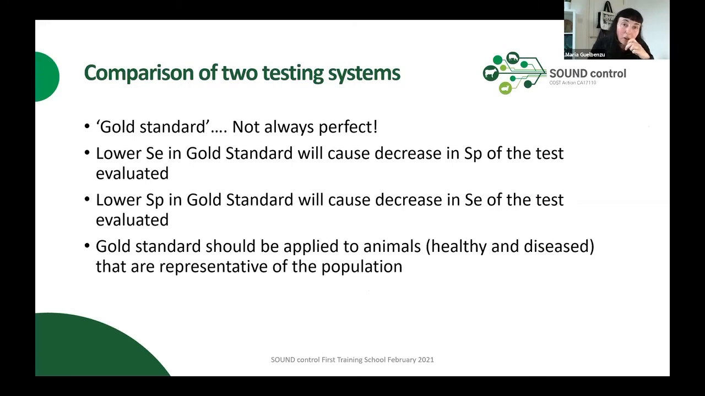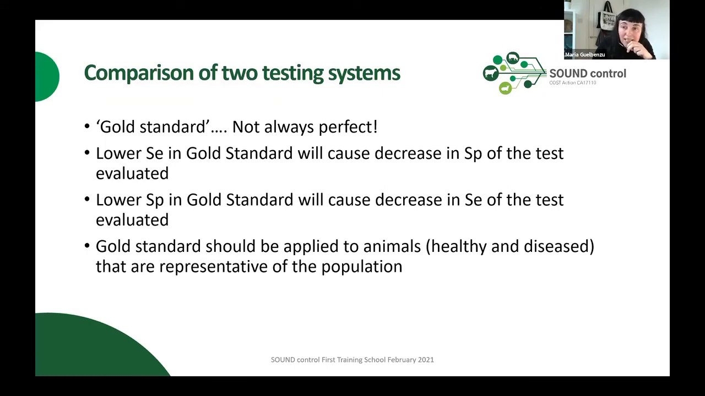So I was saying we can compare the two testing systems. As you can see, to calculate the sensitivity and the specificity of the test that we're evaluating, we require an independent, valid criterion, and this is our gold standard. And this is what is going to define the true status. But as you probably know, they're not always perfect, and sometimes there's a need to use more than one.